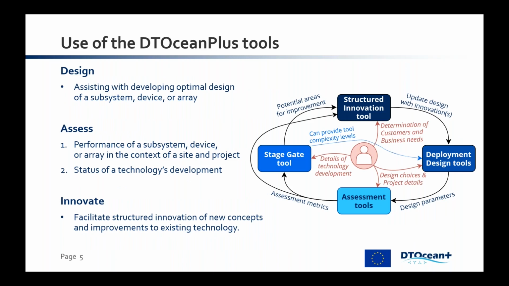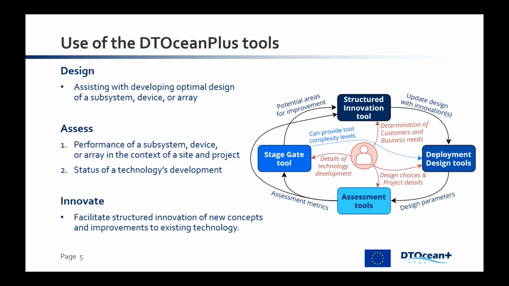As I mentioned, the tools can be used for 3 main areas: to design, assess, and innovate for ocean energy technologies. The diagram on the right tries to show the flow of information around this loop, because it's a continuous loop of improvement, and highlights some of the key user inputs. And I'll go through this process in a bit more detail on the next slide.